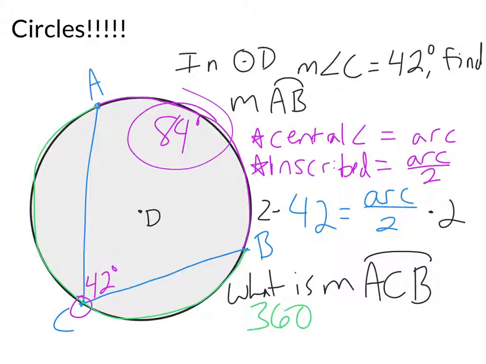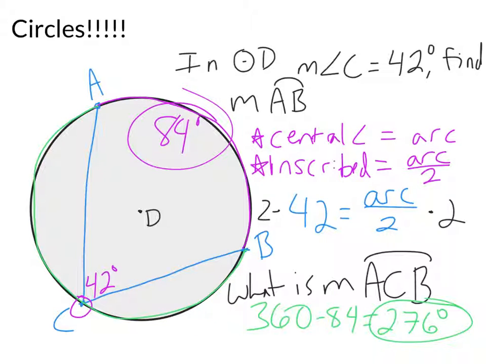360, right? So if I take 360 and I were to subtract 84, well, what would that give me? 276, if I'm not mistaken. Yes, I believe so. 276 degrees. Boom. Alrighty. So I can ask you lots of different questions.